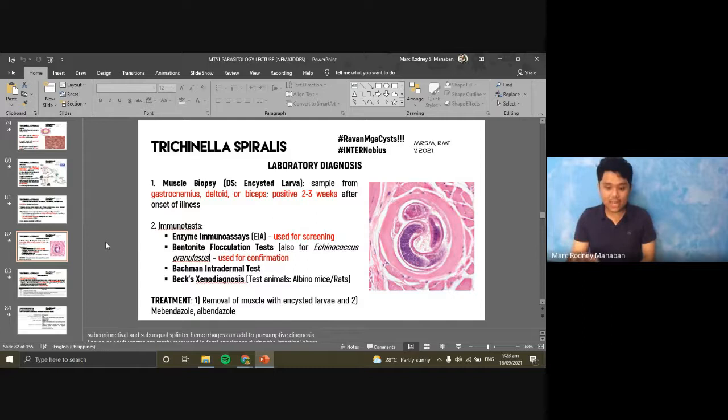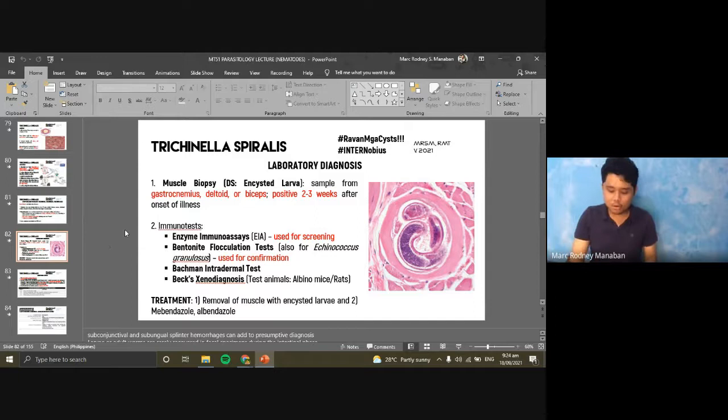Alright? Okay. Now, treatment is of course removal of the muscle with the encysted larva. And aside from that, mga azoles. Mebendazole and of course, albendazole. Aside from that, of course, presumptive diagnosis can be made from food history. If the patient presents to the hospital with intestinal symptoms, of course, the doctor will ask for its history kung saan gikaon for the past hour or for the past days. Ayan. And if we mention ang mga undercooked meat, undercooked pork, then the doctor can have an idea na possible Trichinella, okay, or other diseases.